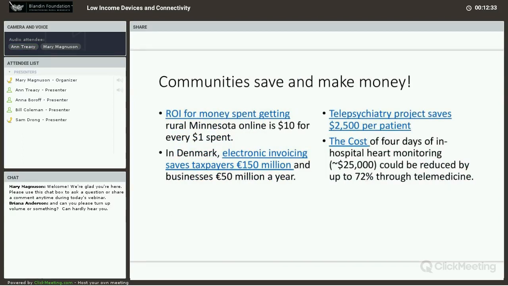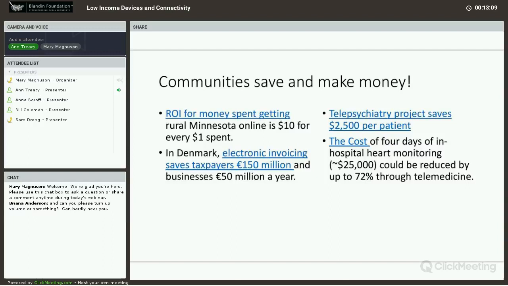As a community, we have SNG did some research, with funding from the Blandin Foundation a few years ago, and found that in rural Minnesota, every dollar we spend on broadband, there's a benefit of $10. This is a 10-to-1 return on investment. In Denmark, electronic invoicing saves taxpayers 150 million euro. It's been a while since I've done the conversion, but I'd say that's at least $120 million.